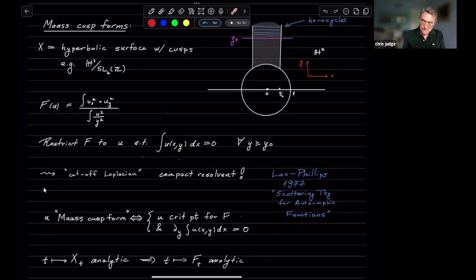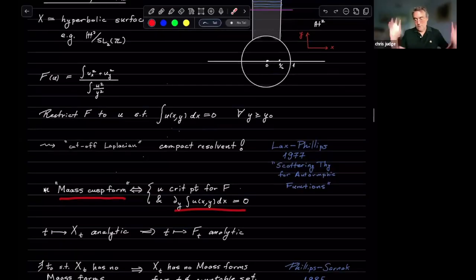So having a critical point, an eigenfunction for the Lax-Phillips cutoff Laplacian, and this condition, holds if and only if u is what's called a Maass cusp form. So now let's suppose we have a family of hyperbolic surfaces, and it's analytic, however you want to think about analyticity, and there are many people who think about this kind of question for hyperbolic surfaces.